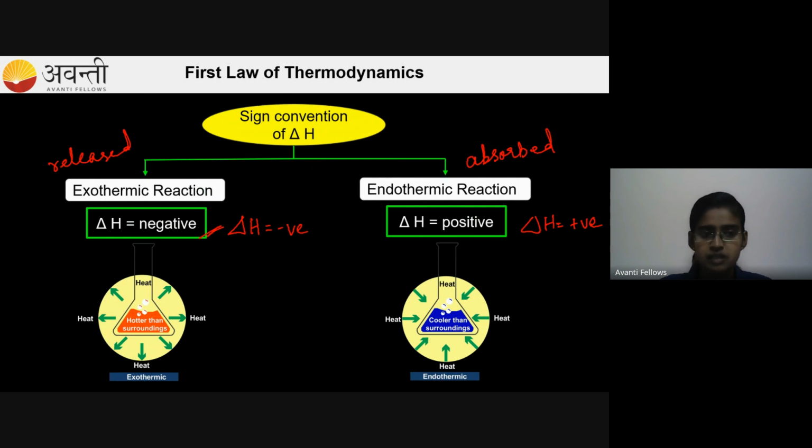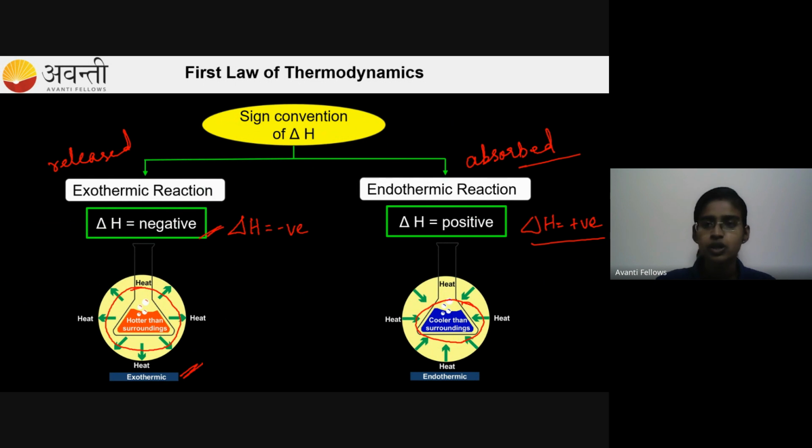You see the picture here? So this is the system. This is hotter. So what happens here? Heat energy is going out. Heat is getting released from the system, which means the delta H value will be negative for this. And if the system is cooler than the surrounding, it absorbs heat from the surrounding. If the heat energy is absorbed, then the process is called endothermic, and delta H value will come out to be positive. Okay, clear for all? I hope it is clear for you. If you have any doubt, just put it in the chat box.